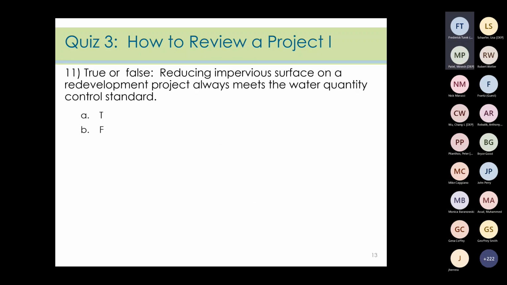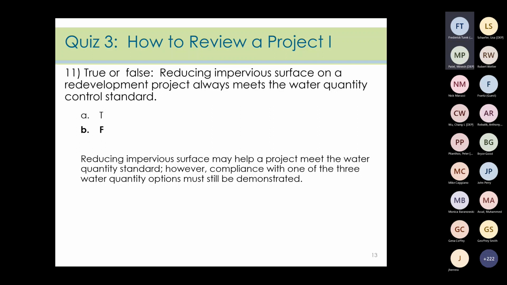Question 11, true or false? Reducing impervious surfaces on a redevelopment project always meets the water quantity control standard. And the answer here is B, false. Reducing impervious surface can help meet the quantity standard, but you would still need to be compliant with one of the 3 water quantity options.